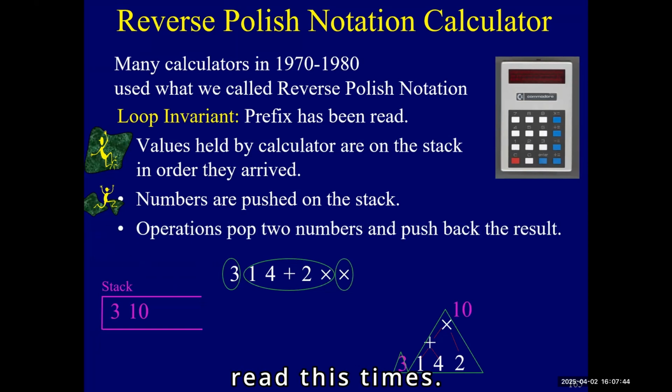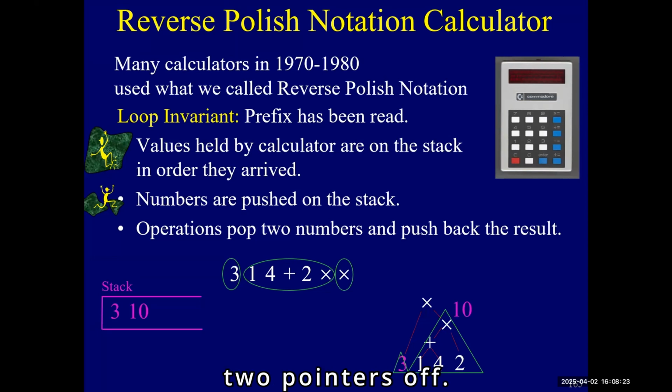You read this times. And what do you do when you read the times? You pop the top 2 things. And what are they? They're both pointers to trees, right? Here, where does the times go, right? The times go there. So when you see a times, the loop invariant is that the thing on the top of the stack is a pointer to the right tree. And what's next on the stack is the pointer to the left tree, right?